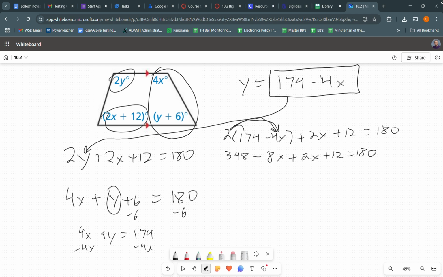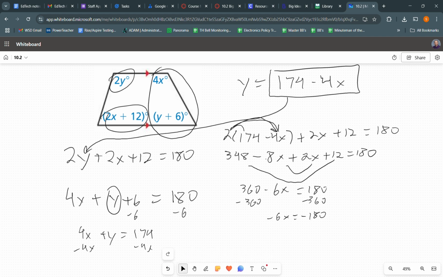We're going to combine some like terms, which are our x's here, and then the numbers right there. So 348 and 12 make 360, minus 8x and the 2x together make negative 6x, and we get 180 on the other side. All right, we're going to subtract the 360 from both sides. We end up with negative 6x equals negative 180. Now we divide by negative 6. We end up with x equals 30.